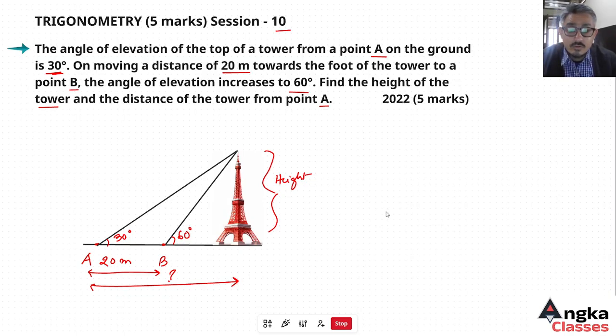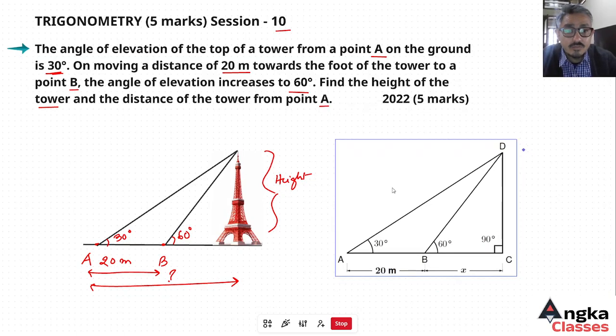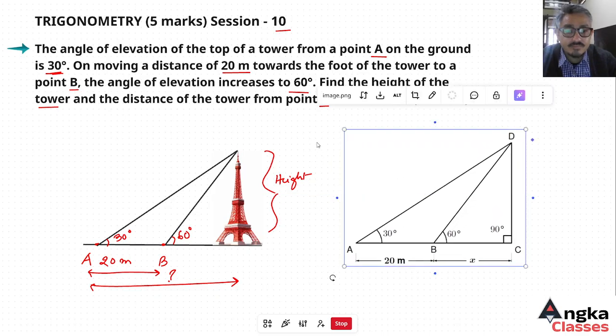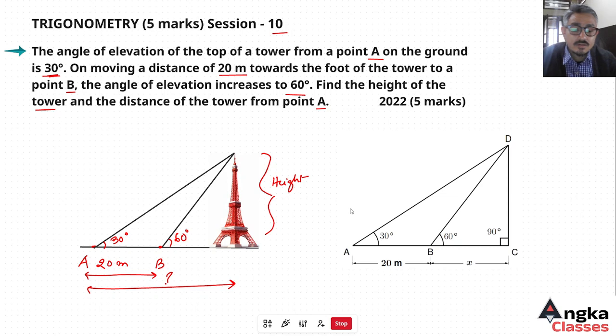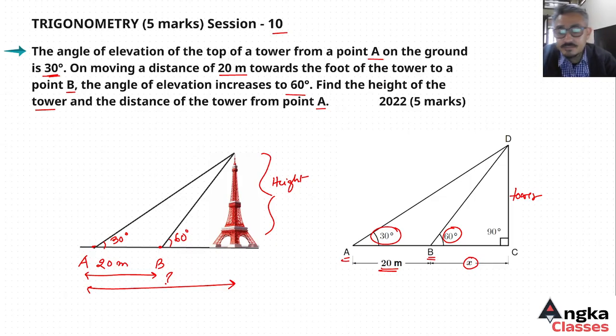Now to solve the question, let us draw a proper diagram. So this is the diagram. Let us assume that CD is the tower. From point A we have 30 degree elevation. Moving 20 meter to point B, we have 60 degree elevation. Let us assume BC as x. Then we can solve.